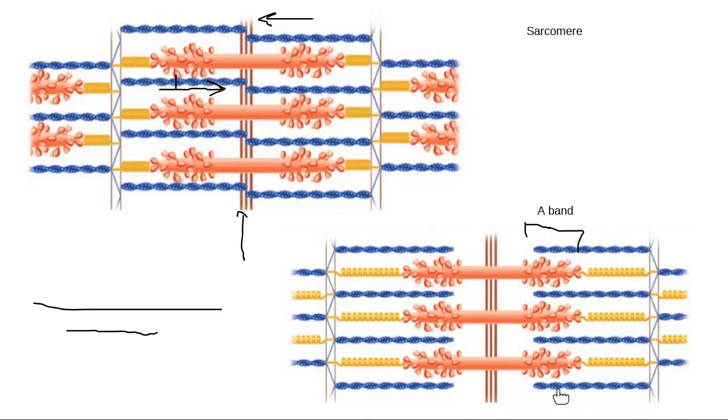So connection question here. I'm looking at my contracted sarcomere up here. Here's the three areas we just talked about. H zone, I band, and A band. When a sarcomere contracts, when it goes from looking like this down here to looking like this up here, what happens to the size of each of these things? H zone, I band, A band. Which of these things gets smaller?